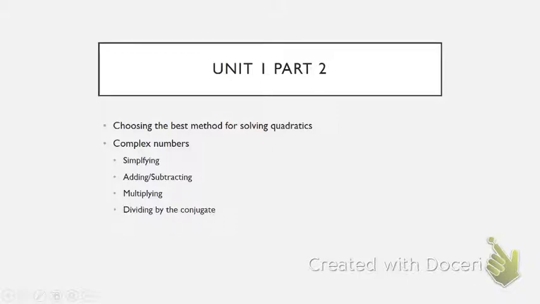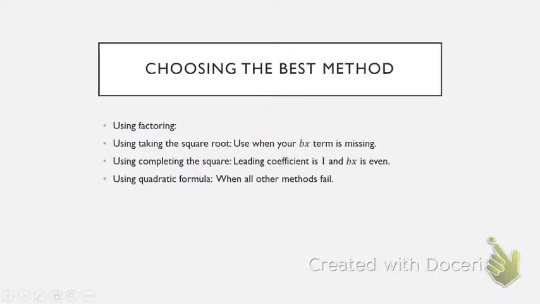After that first section, then we went into complex numbers, okay? Simplifying, adding, subtracting, multiplying, and dividing by the conjugate. So let's go ahead and get started with some examples.